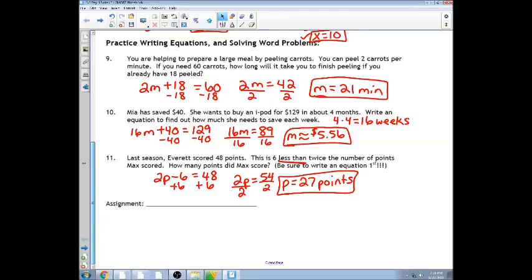And then it should tell you exactly what we want to multiply by our variable. The extra in problems 9 and 10 were told to us because it said we had already peeled 18 carats, and in 10 it said we had already saved $40. So that is your extra that you will add to the variable side. In number 11, it told us that he had scored 6 points less than twice the number of points that Max scored. So that is why -6 was our extra.